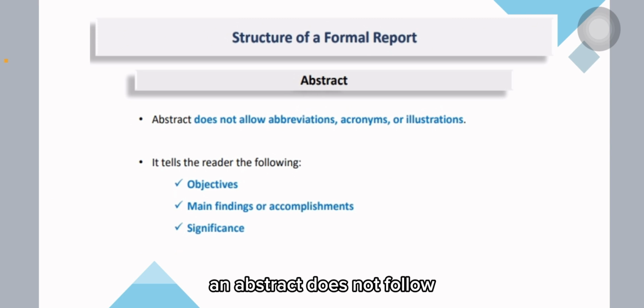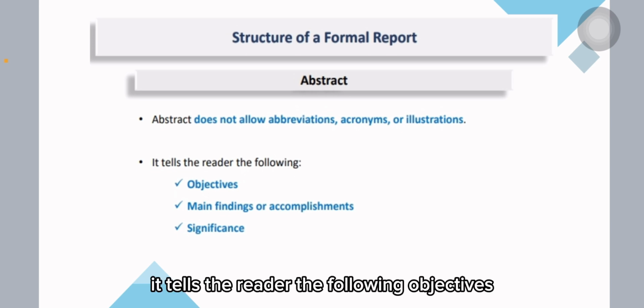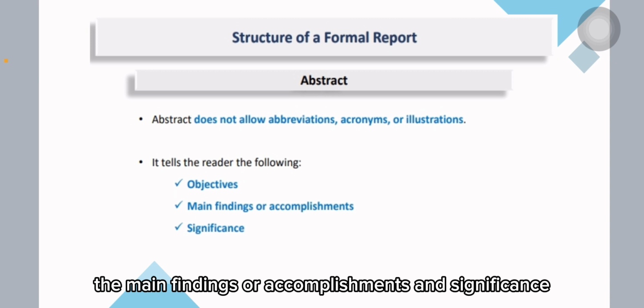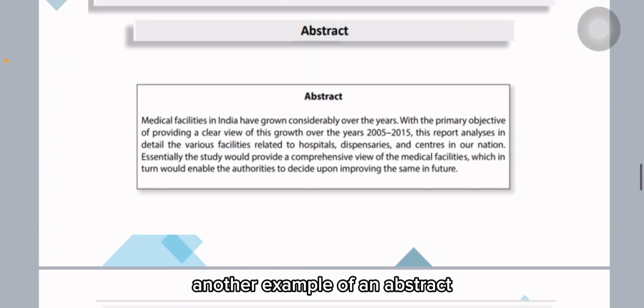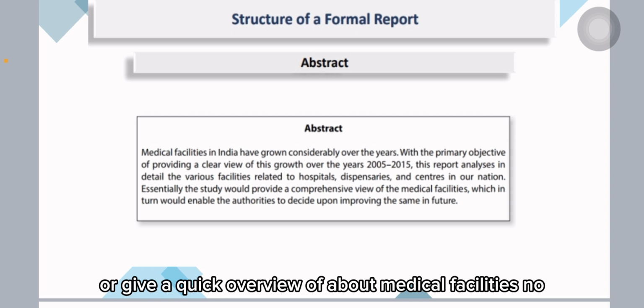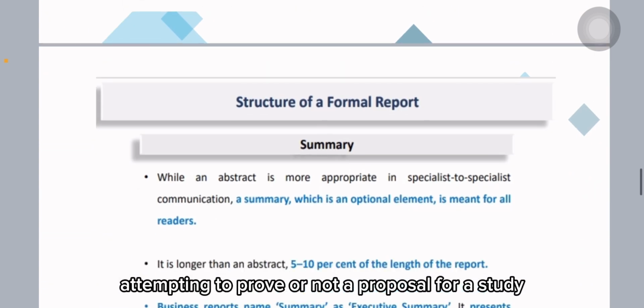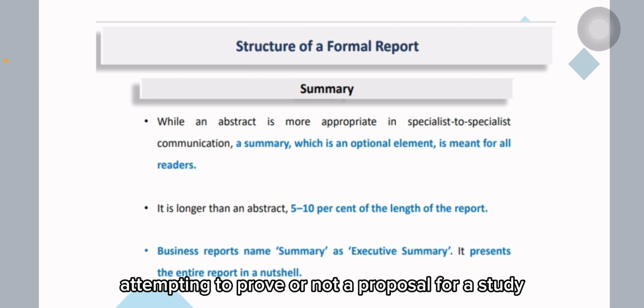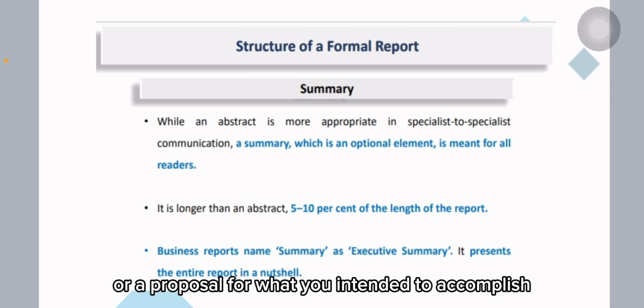An abstract does not allow abbreviations, acronyms, or illustrations. It tells the reader the following: objectives, the main findings or accomplishments, and significance. Another example of an abstract: it summarizes or gives a quick overview about medical facilities, no? It is not attempting to prove anything, nor is it a proposal for a study or for what you intended to accomplish.